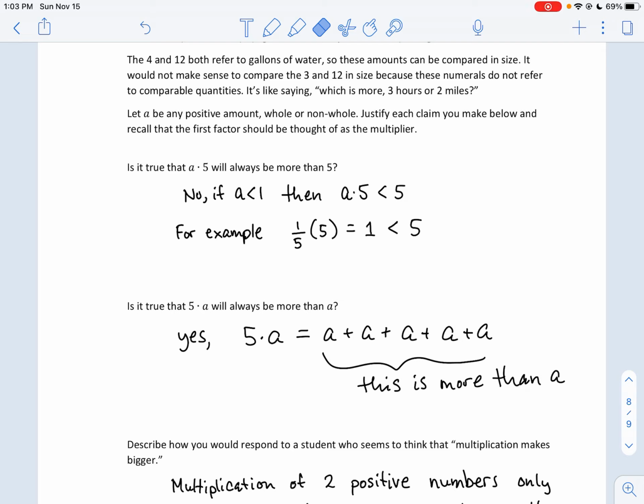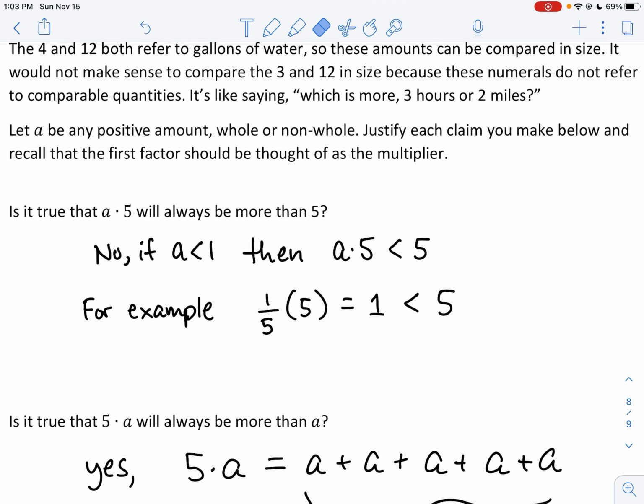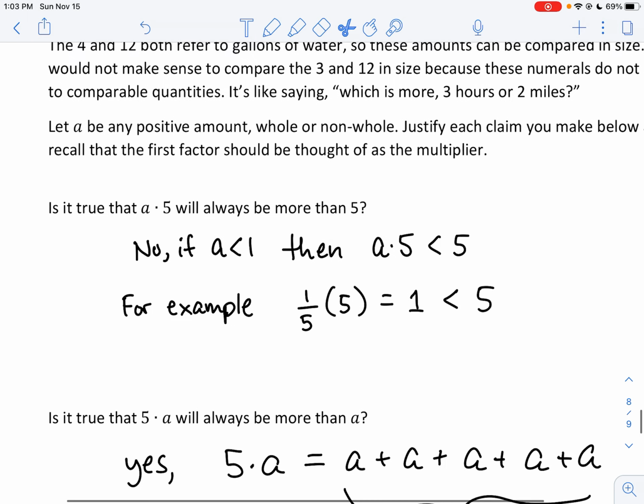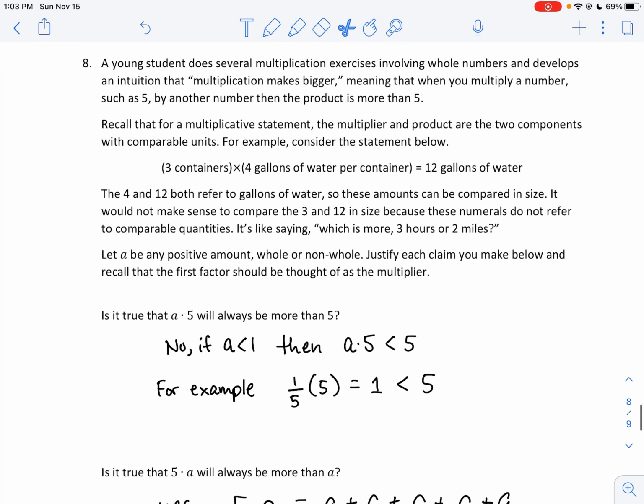But in general, if A is less than 1 but still positive, then A times 5 will be less than 5. And you're only really comparing the product and the multiplicand. Well, this is the product and this is the multiplicand. Doesn't make sense to compare the multiplier and the product, right? For the reason up here. How do you compare 3 containers and 12 gallons? They're not really comparable. It's like saying what's more, 3 hours or 2 miles, or what's more, 3 hours or 2,000 miles. How do I compare time and distance?